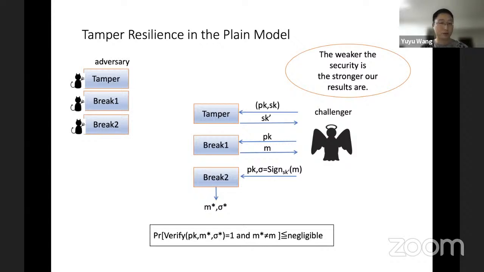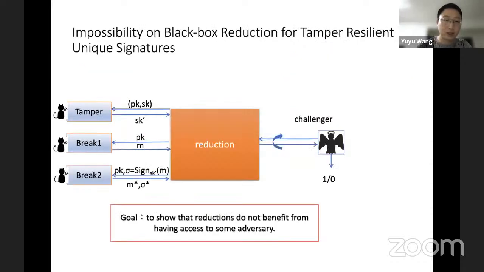Notice that this tamper resilience is quite weak, since we just allow the adversary to make only 1 tampering query and 1 signing query. But since we consider the negative result, the weaker the security is, the stronger our results are. To show the impossibility of the reduction from tamper resilience for any common assumption, we just have to show that the reductions do not benefit from having access to the adversary.